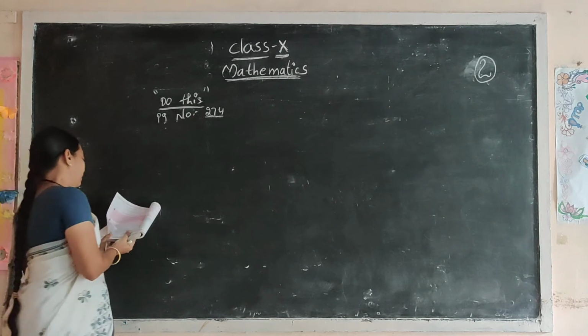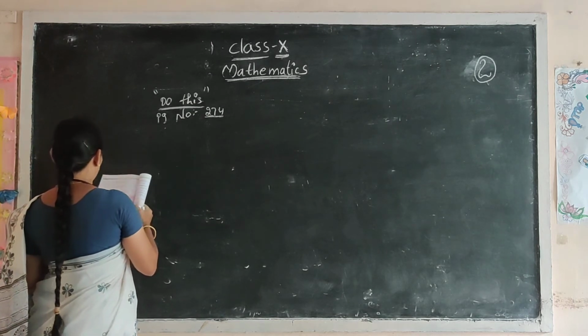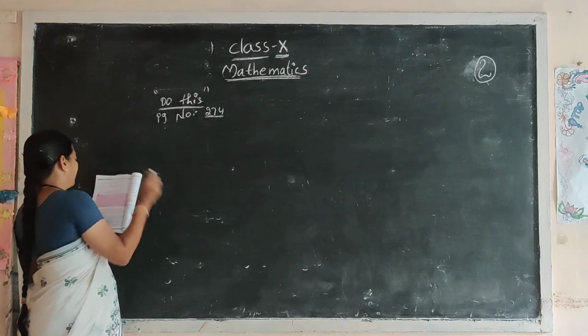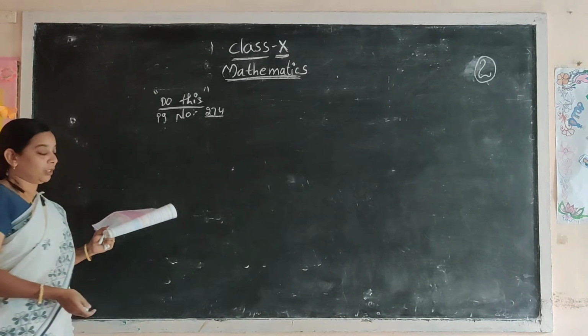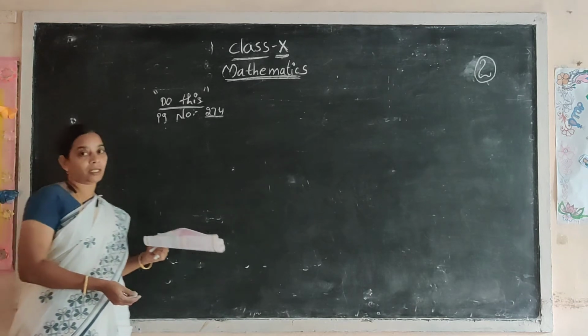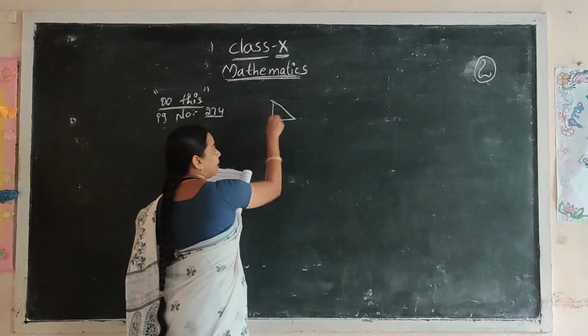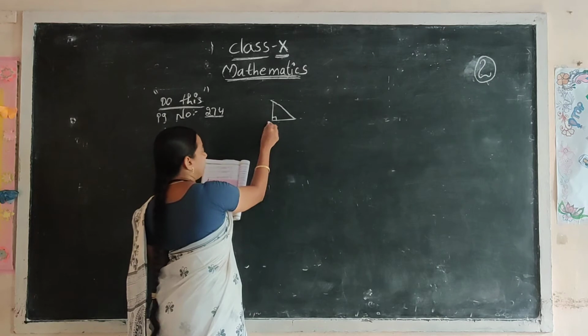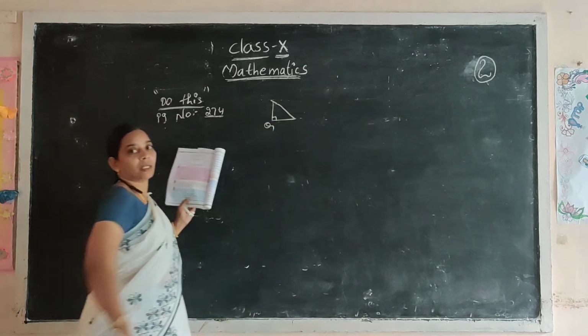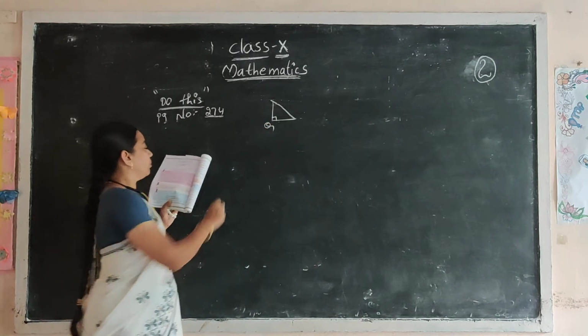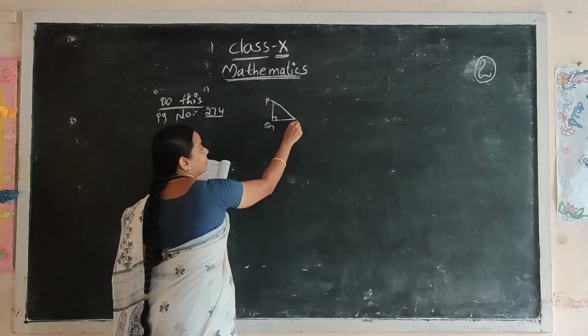And next, the third sum. The third sum you take as homework. It is directly given as triangle PQR and the right angle is at Q. So first of all, draw a right angle triangle like this. Here you mention Q, because it is already given that the right angle is at Q. P and R as you wish.